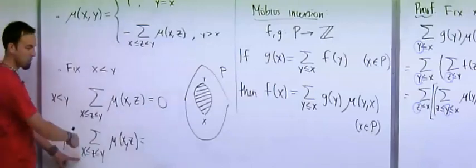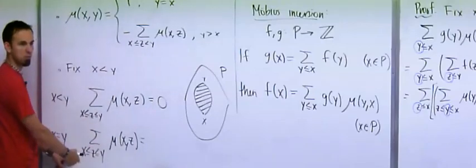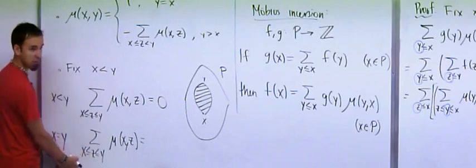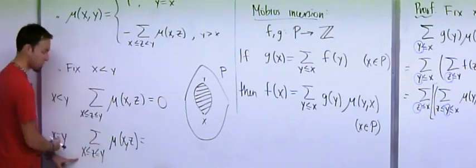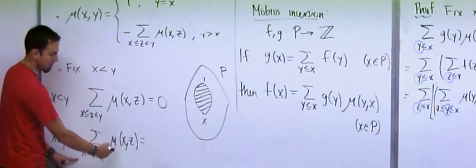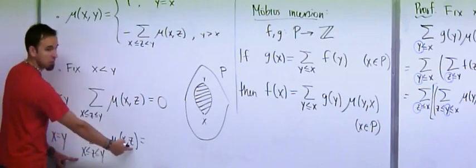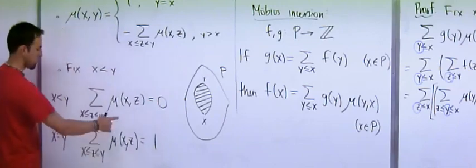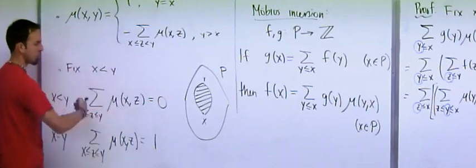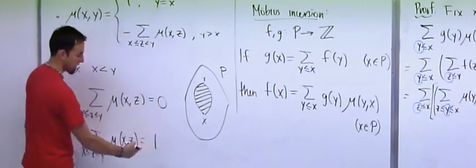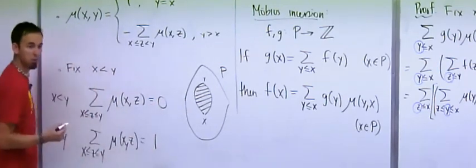If x is equal to y, then what is this sum equal to? Well, I'm adding over the z's that are between x and y, but x and y are the same thing. So really, I'm adding up only one z, which is x. I'm adding mu of x comma x, which by definition is 1. So this sum that I'm considering, the sum in an interval, is 0 if the interval is not trivial, and it's 1 if the interval is trivial.